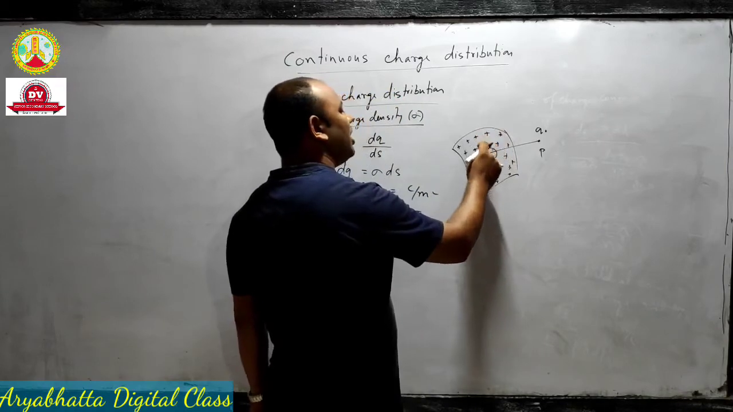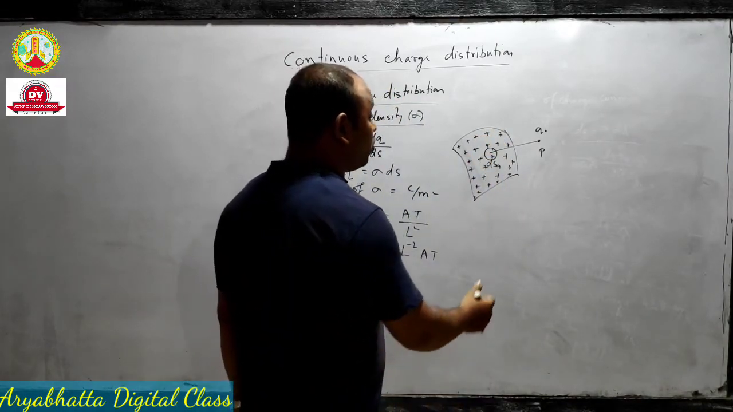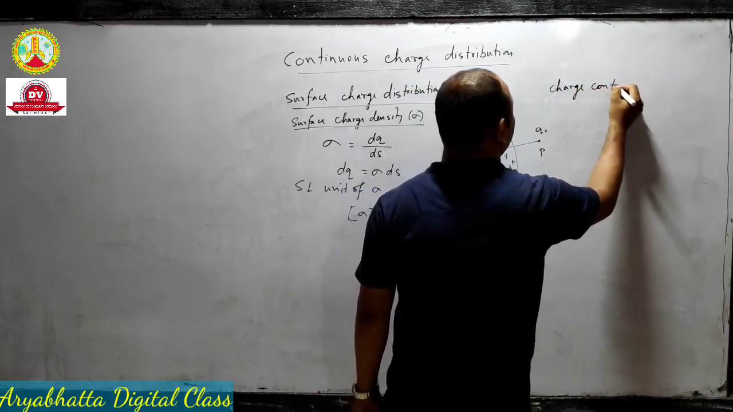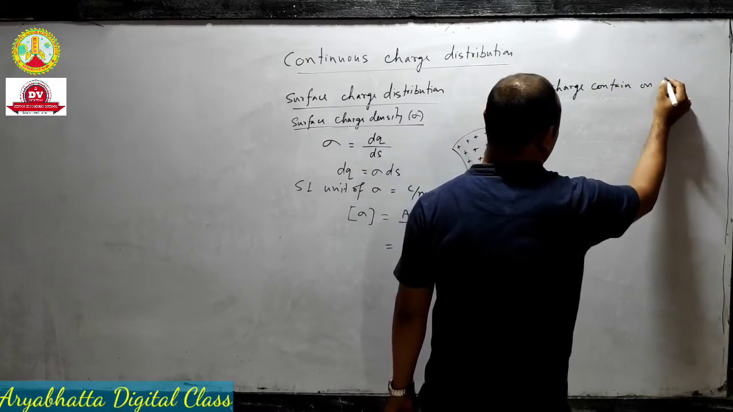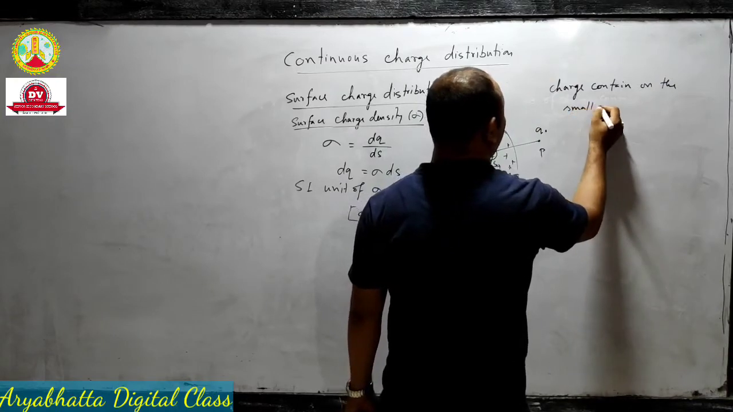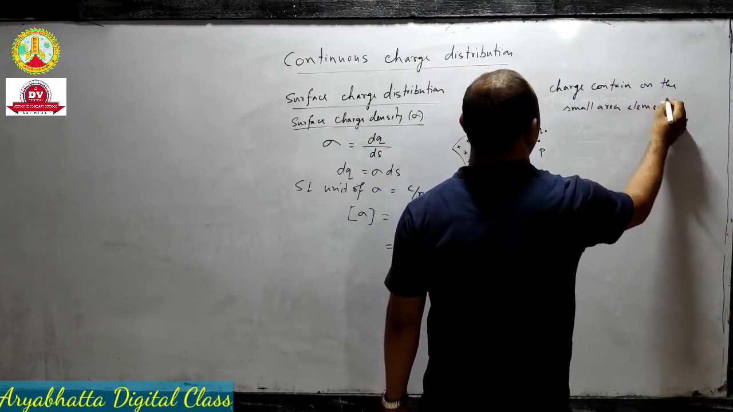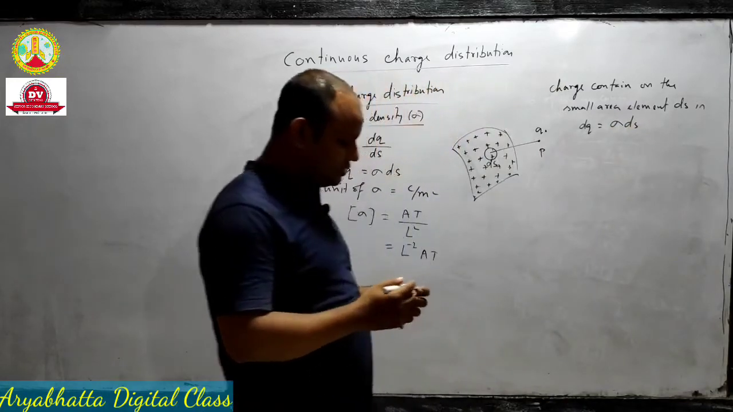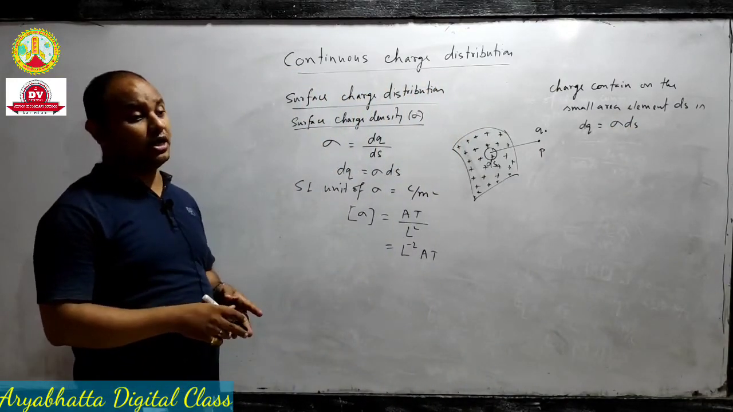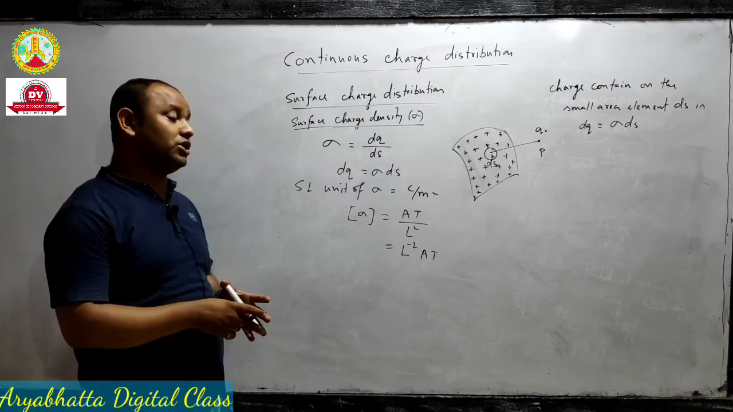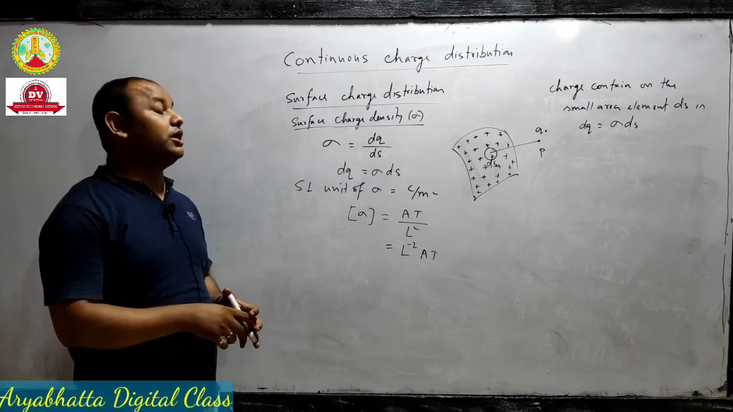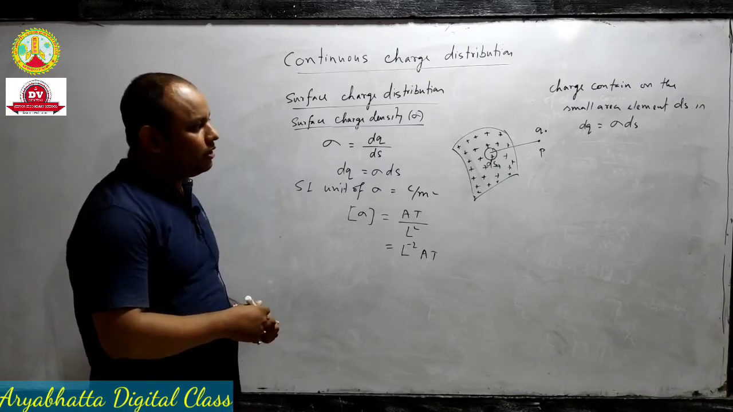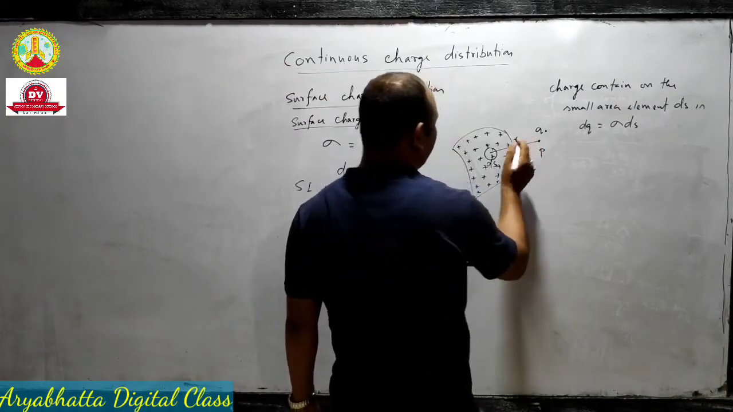This is a small area element dS, and the charge contained on that small area element will be how much? Charge contained on the small area element dS is dq, which will be equal to sigma into dS. What is dq? dq is the amount of charge contained on the small area element dS. ये जो dS area element है इसमें कितना charge है? dq amount of charge is there, and dq is equal to how much? Sigma into dS. Okay, here also the point P is at a distance r from dq.